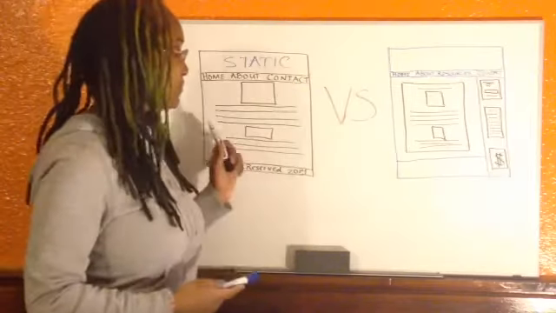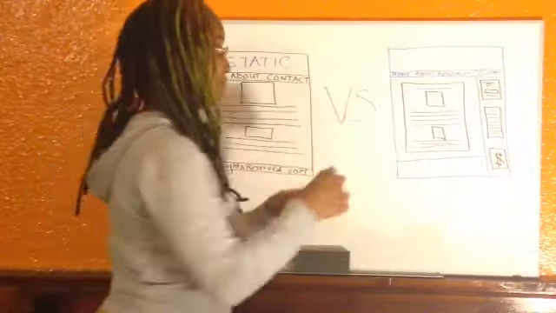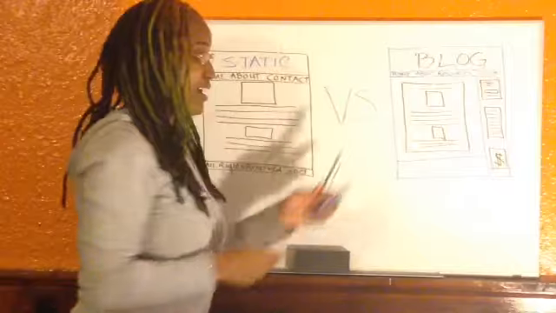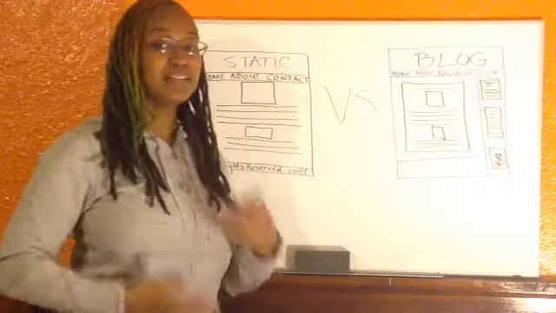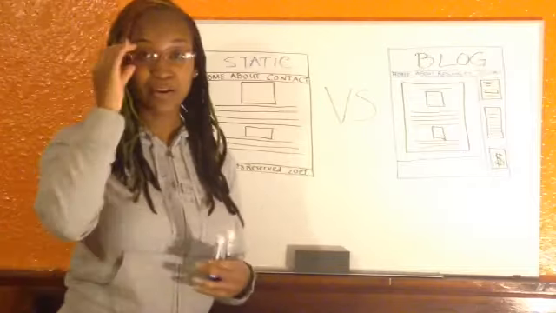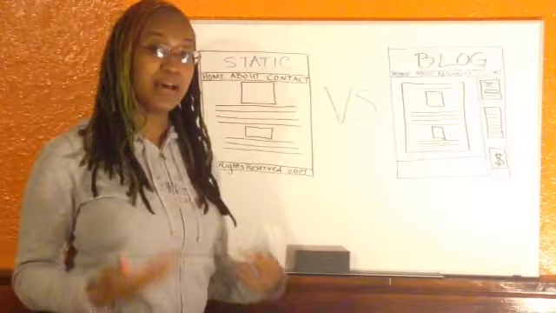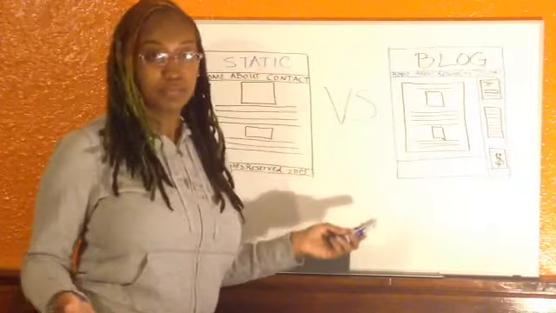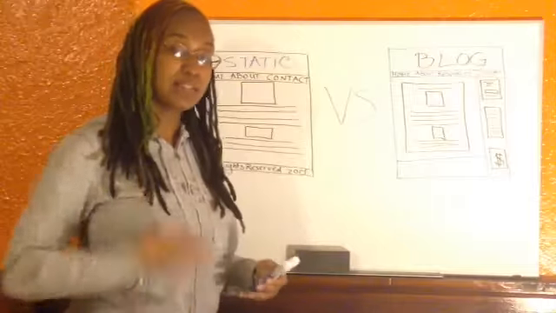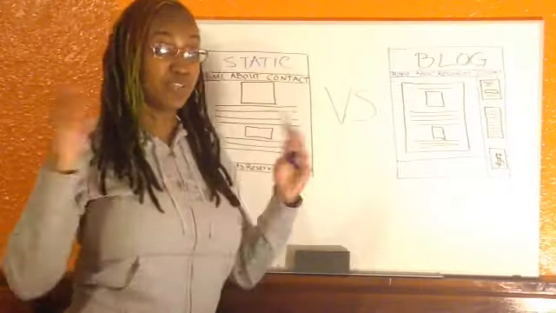All right. Then you have the blog. All right. Blogs, right? They're not static. Blogs are constantly being updated. If you blog regularly and you're constantly updating your content, that's what a blog does. I mean, it's not static. It's constantly moving. It's constantly providing new information to the search engines.